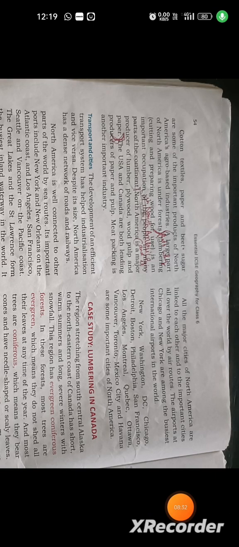As we know, a large part of North America is under forest, so lumbering is an important occupation of the people of North America, and they are producing in a large amount. What they are producing is material like lumber, plywood, wood pulp and paper. So these are the things which you have to remember.